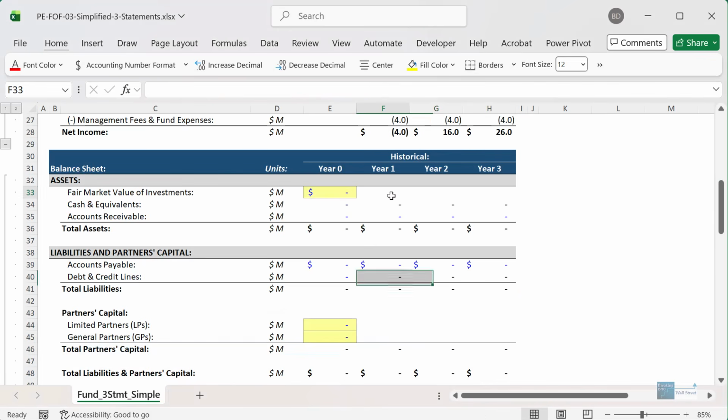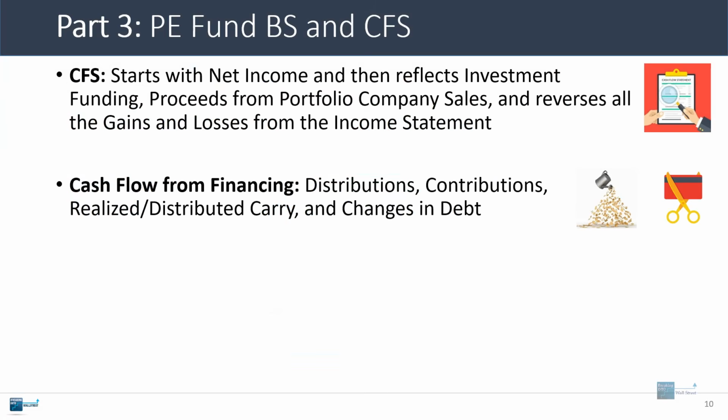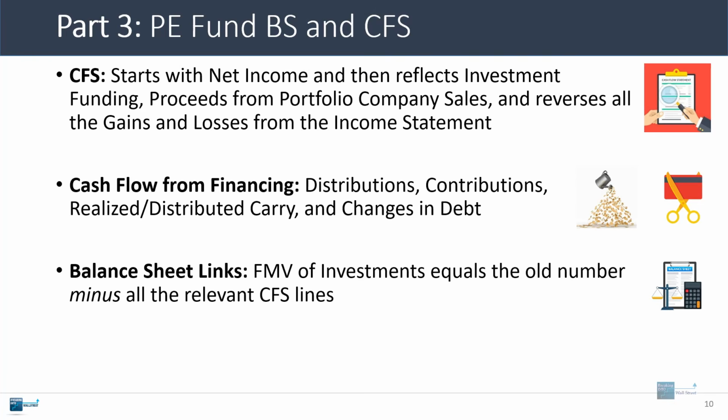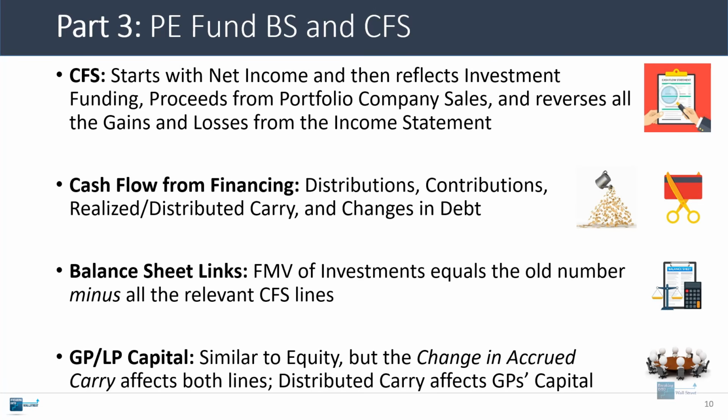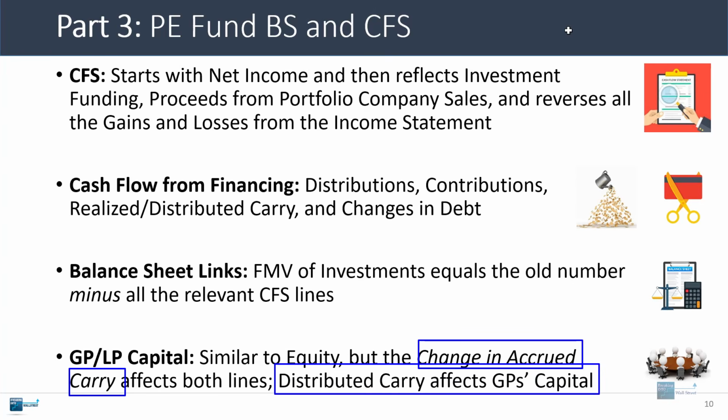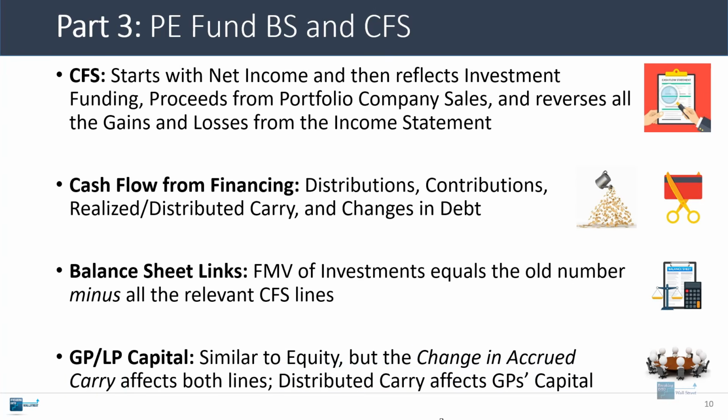Now on the balance sheet, with the cash flow statement filled out, we can fill in some of these line items. The fair market value of investments equals the old number minus all the relevant cash flow statement line items. And then the LP and GP capital works similarly to equity for a normal company, except one major difference is that when the accrued carry changes, this will actually end up affecting both line items. The distributed or realized carry, by contrast, affects only the GP's capital right here.